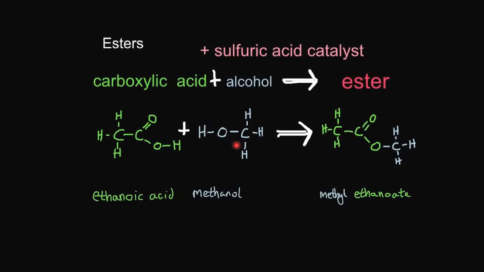This alcohol is methanol. Meth tells you it's got 1 carbon, and the ol, the methanol, tells you it's got an OH group. These combine together to form the ester methyl ethanoate. You can see the acid part in green and the alcohol part in blue.